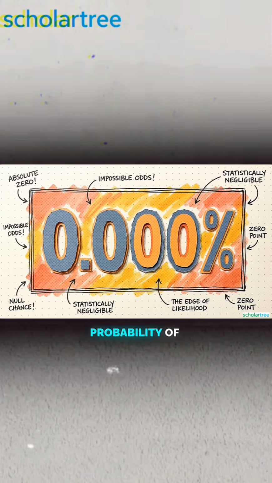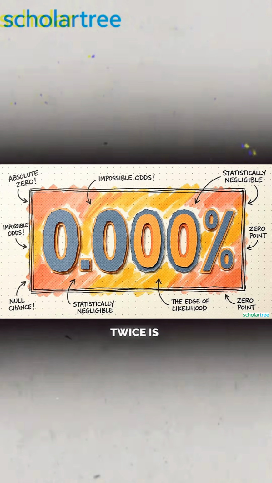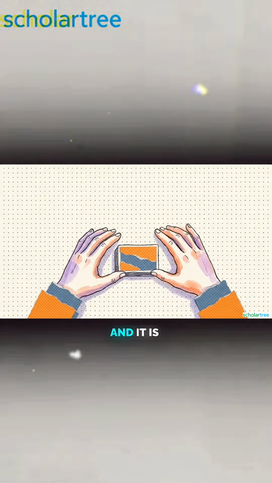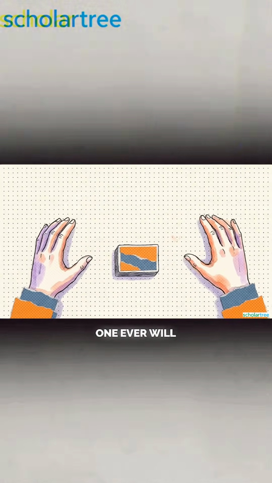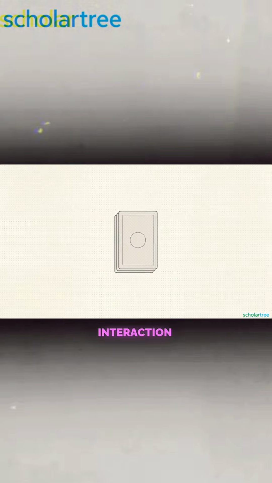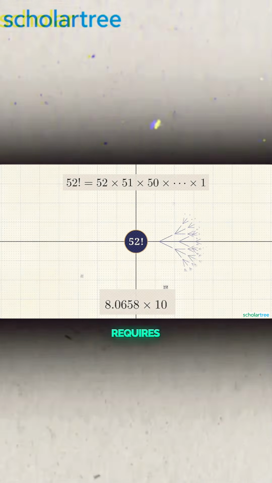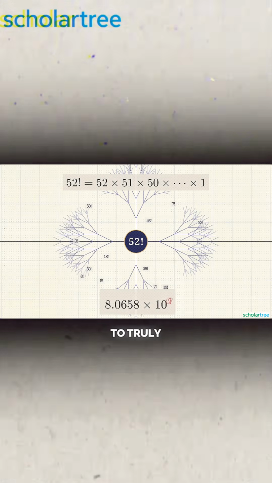Mathematically, the probability of that exact arrangement occurring twice is essentially zero. Every time you mix these cards, you generate a sequence that is entirely unique. No one before you has ever held it, and it is statistically certain that no one ever will again. This everyday interaction with a stack of paper creates a massive statistical anomaly, one that requires a look at the underlying math to truly believe.